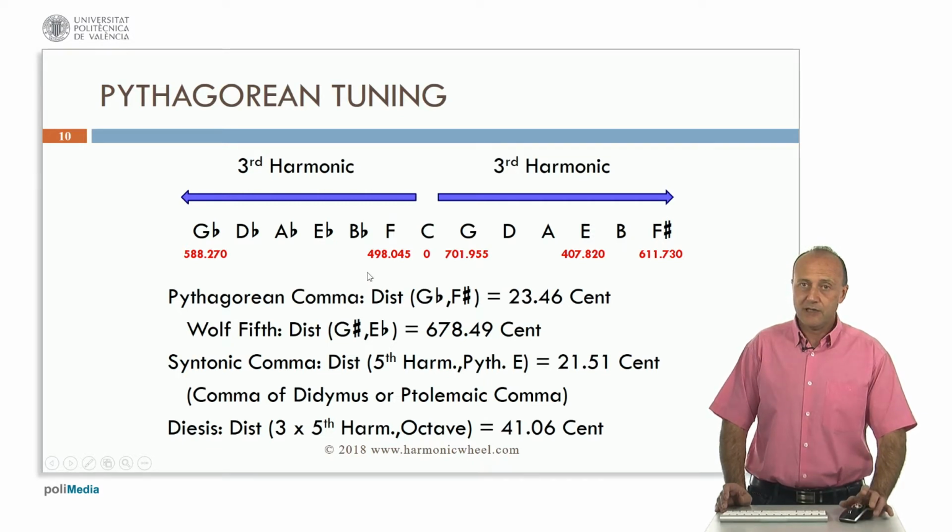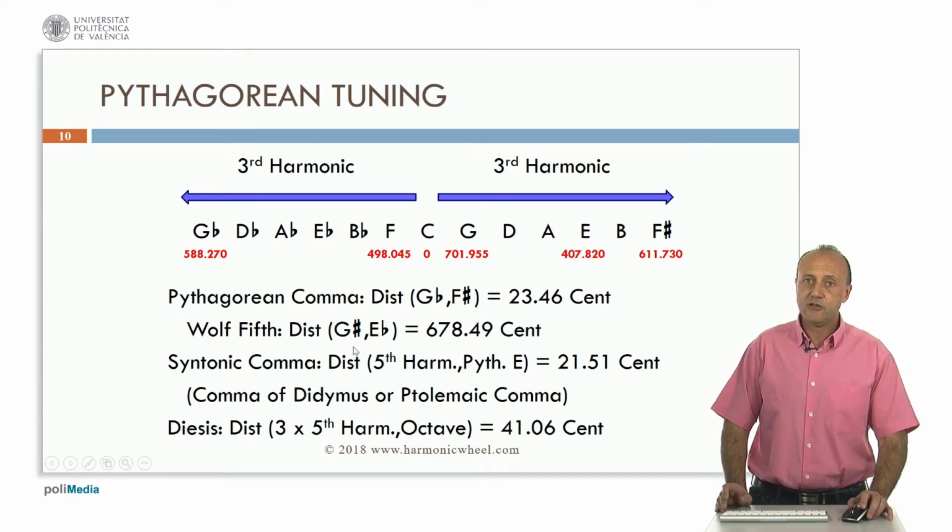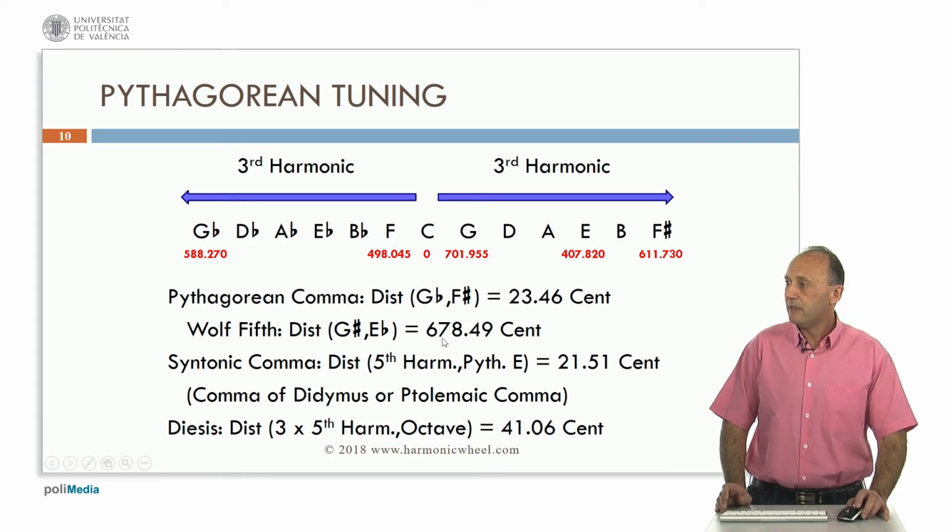So in this system, there is always one fifth which is smaller than the others. It is called the Wolf fifth, and it is usually placed between G sharp and E flat, the size being 678.49 cents. If we now consider the harmonic fifth, it is a note E, but it is different from this E. The difference being 21.51 cents, which is called the syntonic comma, or also comma of Didymus or Ptolemaic comma.